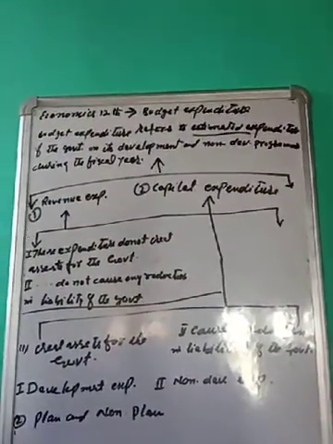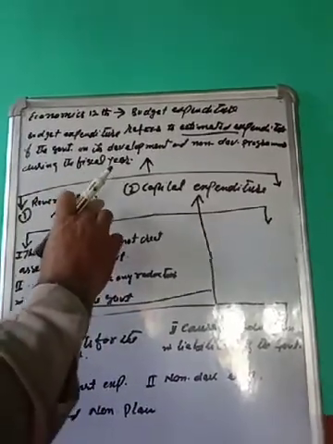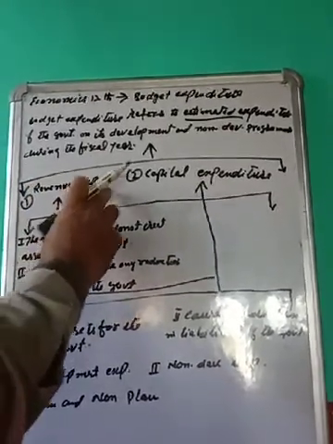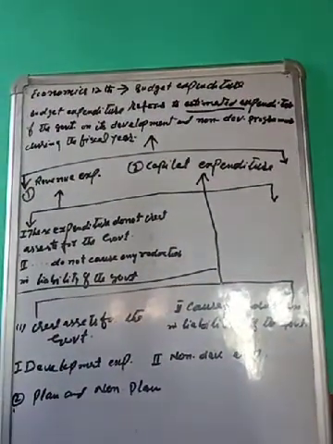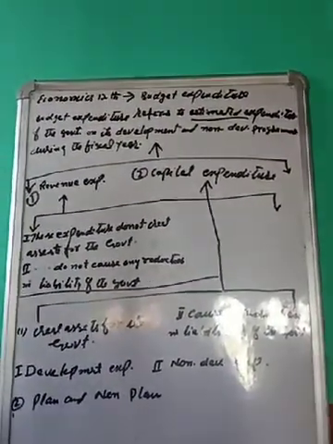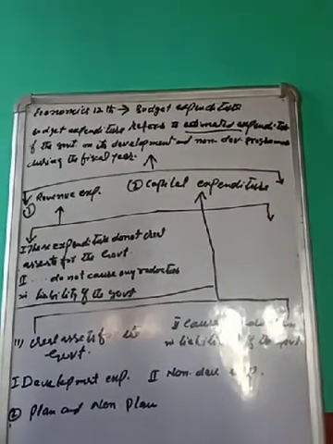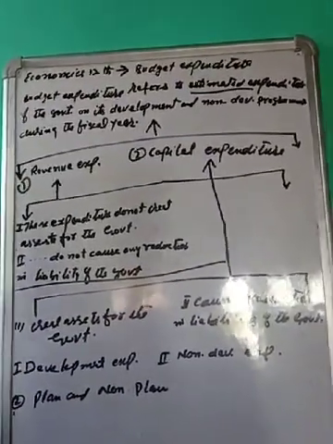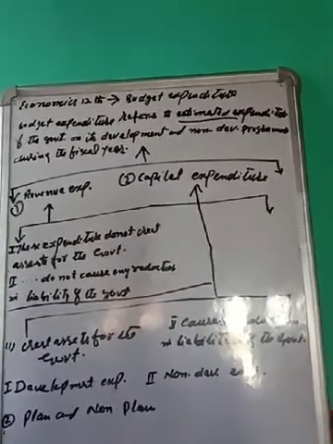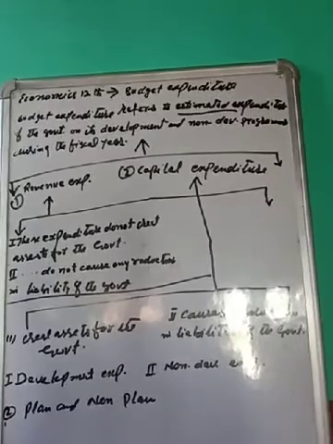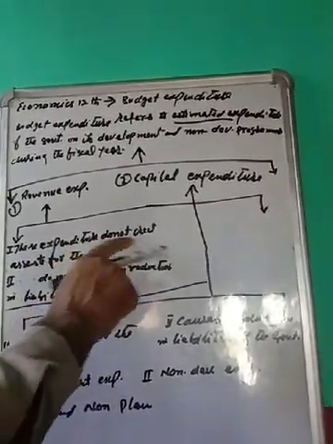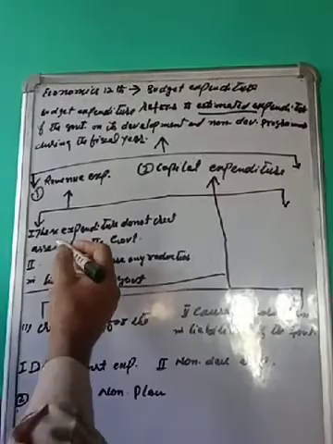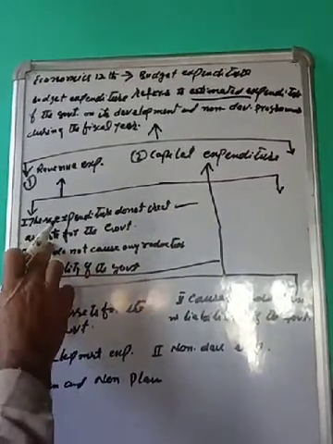Now, dear students, this budget expenditure has two branches, that is revenue expenditure and capital expenditure. What is a revenue expenditure? Revenue expenditures of the government are those expenditures which have the following two characteristics. Number one, the expenditure does not create assets for the government. Important sentence: these expenditures do not create assets for the government.